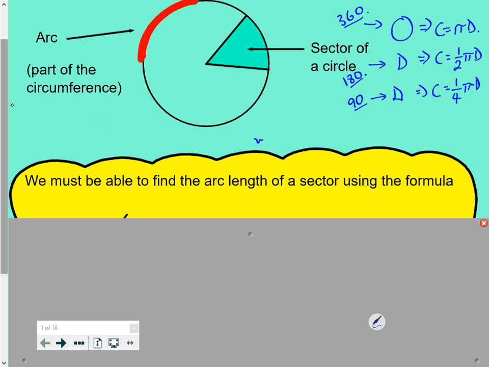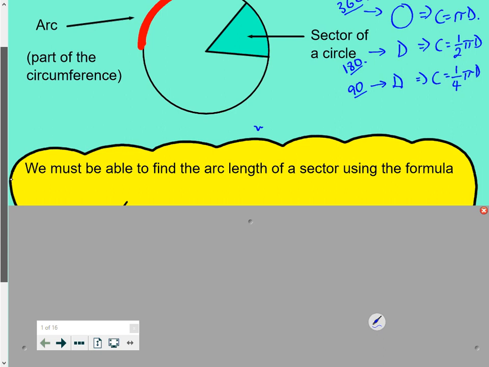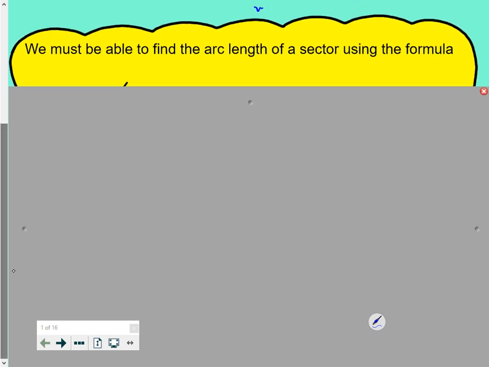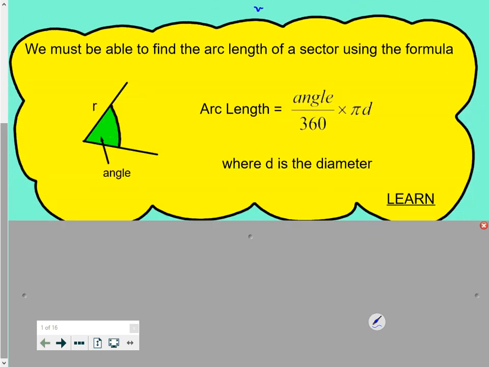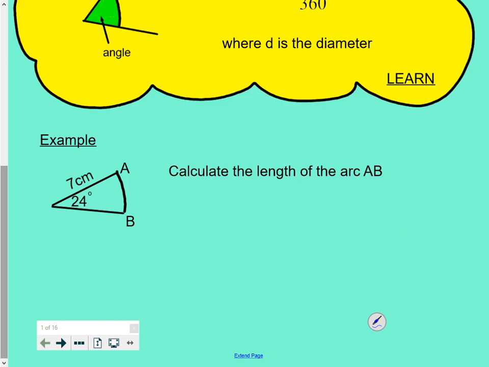So what we want to do is to be able to extend this, so we're not just dealing with halves and quarters, but we're being able to deal with different angles. And so as a generic form, we can say that any arc length is just the angle over 360, so that fraction of the full circle, times pi d, which is my circumference formula. So if you are copying this as a note, please make sure you're copying this down. Otherwise, let's see this working.